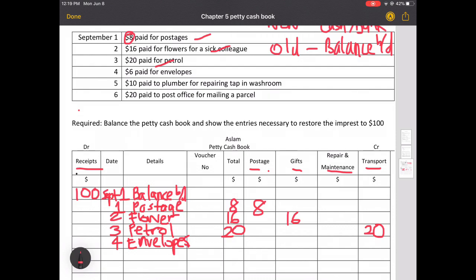Again, which category will it be in? This is again a bit more obvious, so you'll be under postage. So $6 there, and the total will also be $6. That is done.